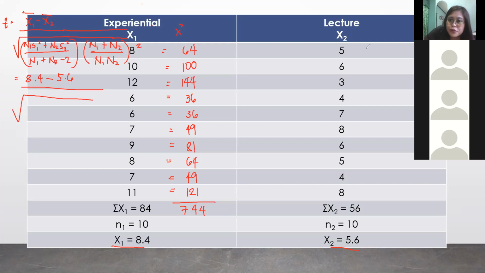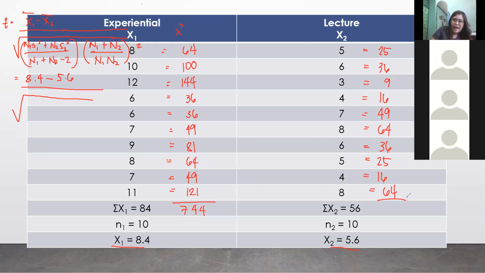Let's do the group 2. So this is 5 squared is 25. This is 36. This is 9. This is 4 squared, 16. 7 squared is 49. And then 8 squared is 64. This is 36. This is again 25. This is 16 and 64. And then i-add na to.